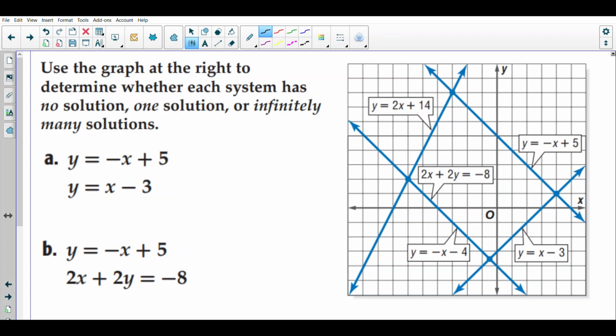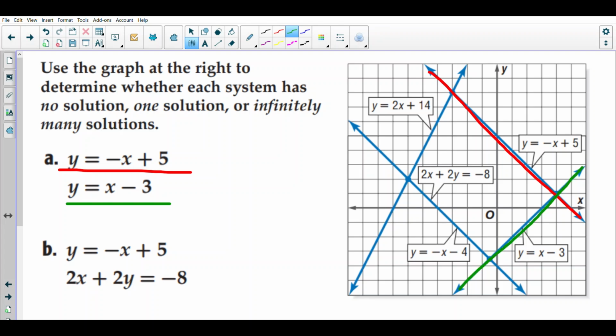So use the graph at the right and determine whether each system has no solution, one solution, or infinitely many solutions. Oops, sorry, I'm just trying to get rid of that line. There we go. So let's just look here. The first one I'm going to highlight in red. All we have to do is find the line that's illustrated by y equals negative x plus 5. So right here I see negative x plus 5. And the next one I'll highlight in green, y equals x minus 3. So I'm looking for x minus 3, and I find it right here.